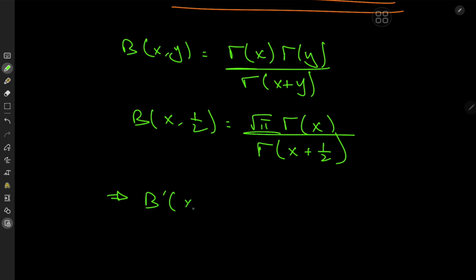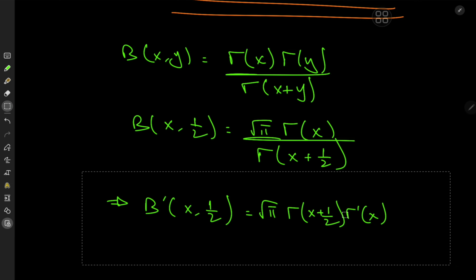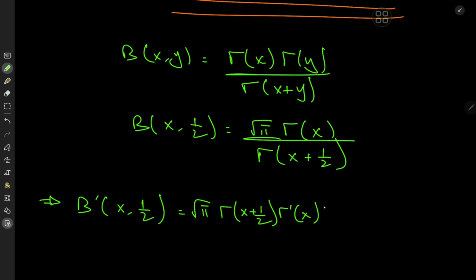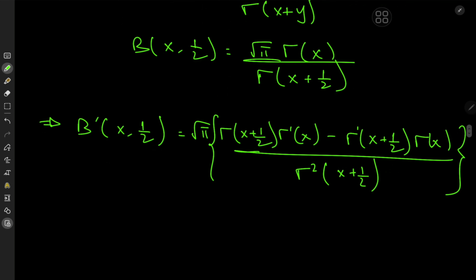So we have beta prime of x and 1/2 equal to root pi, which is a constant, times gamma x plus 1/2 times gamma prime x, minus gamma prime x plus 1/2 times gamma x, all over gamma squared x plus 1/2, and that's all she wrote for now anyway, because now we need x equal to 1.